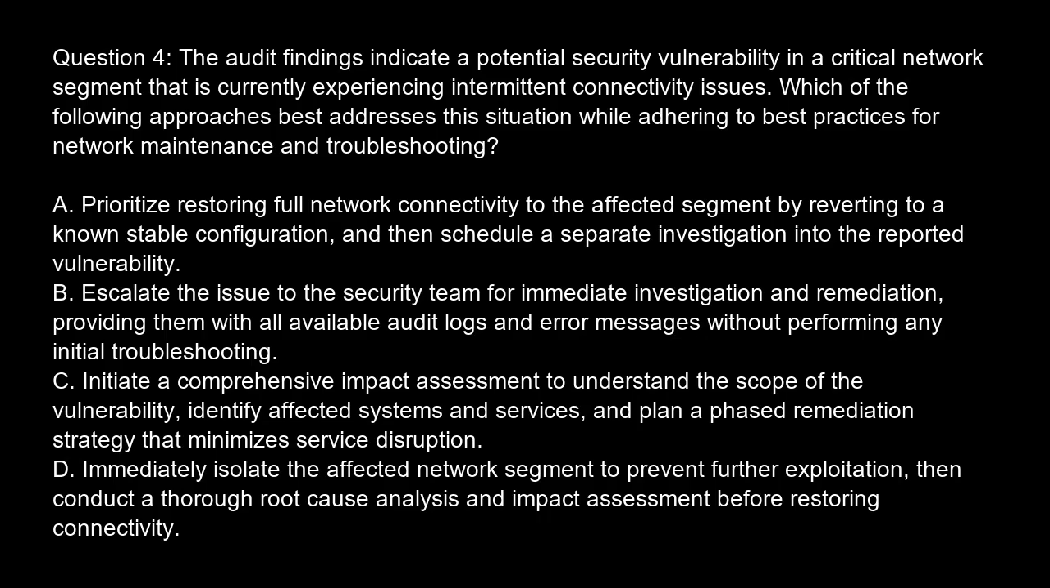Question 4. The audit findings indicate a potential security vulnerability in a critical network segment that is currently experiencing intermittent connectivity issues. Which of the following approaches best addresses this situation while adhering to best practices for network maintenance and troubleshooting? Option A. Prioritize restoring full network connectivity to the affected segment by reverting to a known stable configuration, and then schedule a separate investigation into the reported vulnerability. Option B. Escalate the issue to the security team for immediate investigation and remediation, providing them with all available audit logs and error messages without performing any initial troubleshooting.